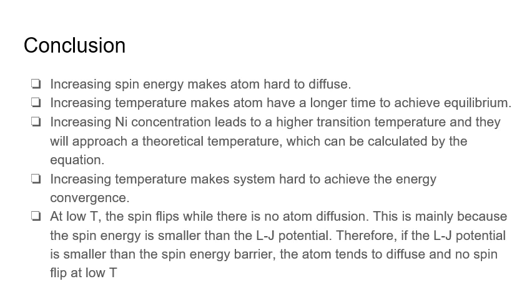At low temperature, the spin flips while there is no atom diffusion. This is mainly because the spin energy barrier is smaller than the Lagrange's potential. Therefore, if the Lagrange's potential is smaller than the spin energy barrier, the atom tends to diffuse with no spin flip at low temperature.